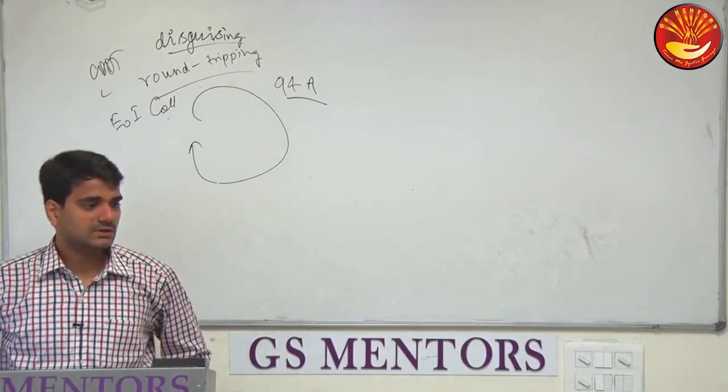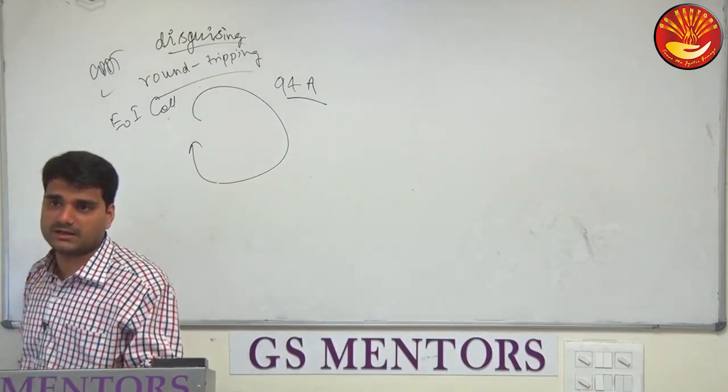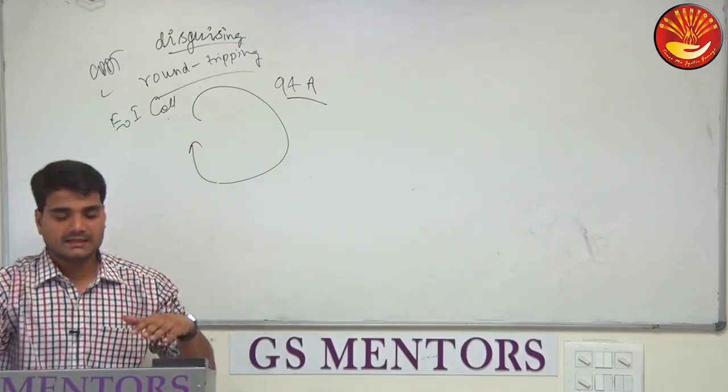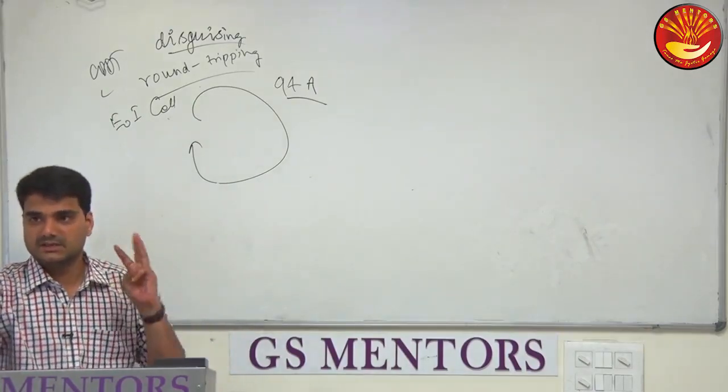So now the next thing is how money laundering is done. See, it is a 3-step process. First one is placement, layering, and then integration. Very important. These 3 terms are very important.